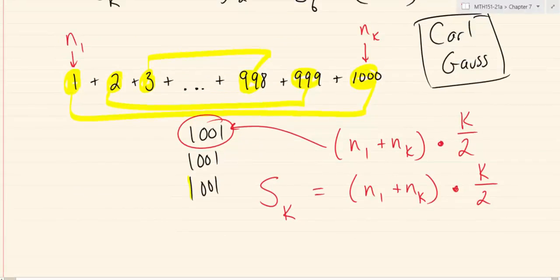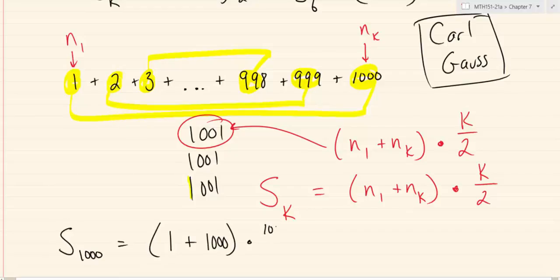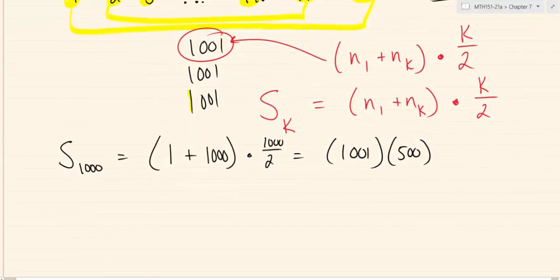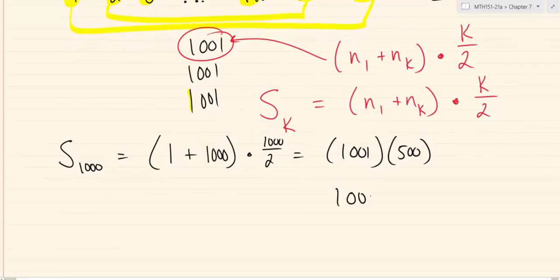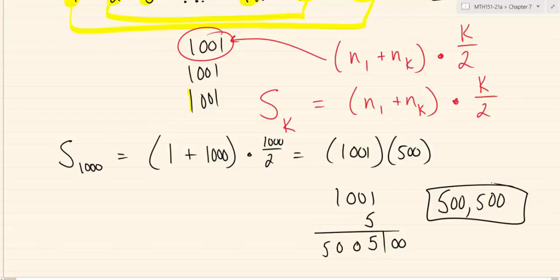Let's do this for Carl Gauss's situation. If you were to add up all of these numbers, the sum of the first 1,000 numbers is going to be 1 plus 1,000 times 1,000 divided by 2. To multiply this out, I would just take 1001, multiply it by 5, and then add 2 zeros. So if you wanted to add up the first 1,000 digits, the answer would be 500,500.